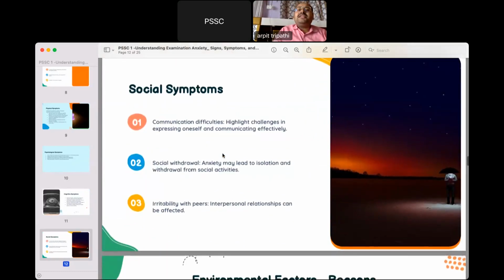What could be the social symptoms? Communication difficulties. The child may feel that even in a group of 100 people, they are alone, and they are not communicating their things properly. What they are feeling inside, they are hiding. Whatever is in their mind, they find it difficult to express themselves and communicate effectively.